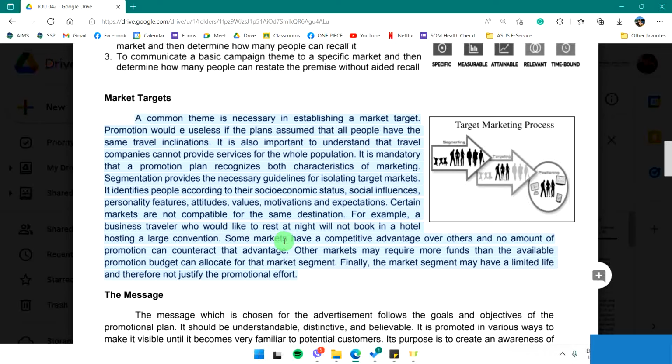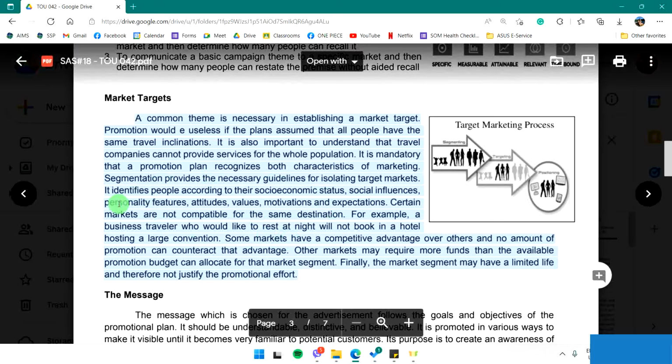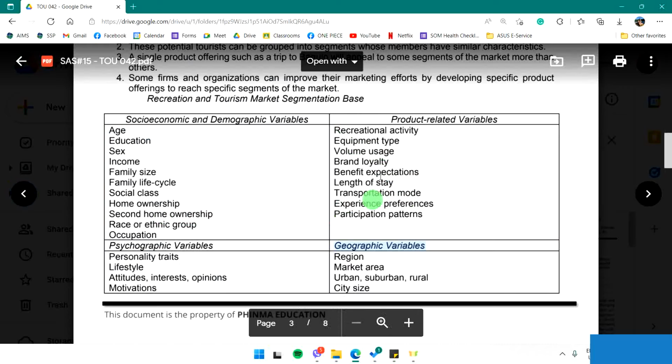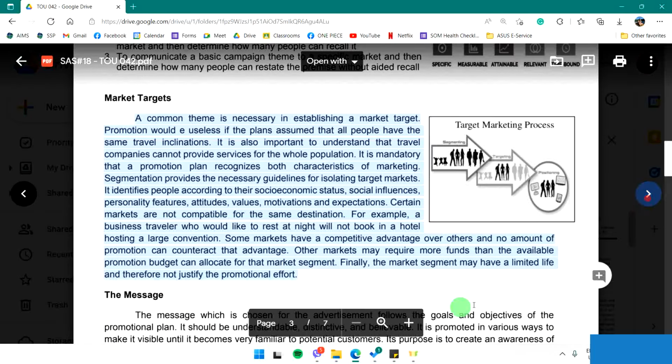And actually, to be honest with you, this is not only exclusive to tourism. This is also exclusive to any types of businesses. Pwedeng food, pwedeng clothing, pwedeng gadgets, pwedeng services, and so on and so forth. We must always identify our target market. Not just kung ilang taon, saan nakatira, mga lalaki, mga babae ba yan. Not just that, we must also find out the different variables here, product-related, psychographic, and geographic variables.